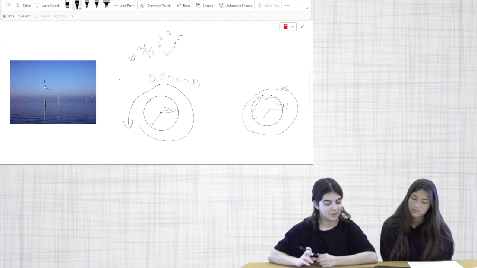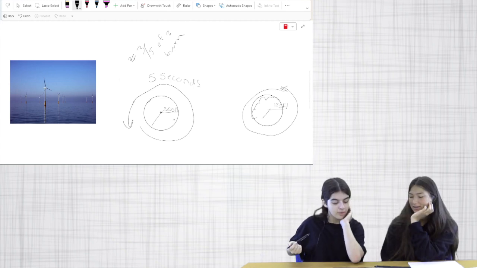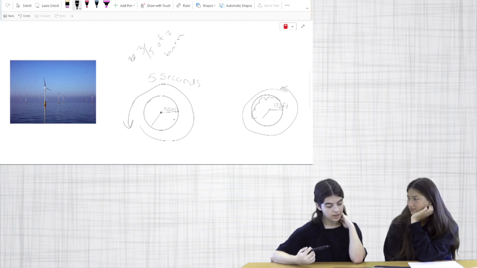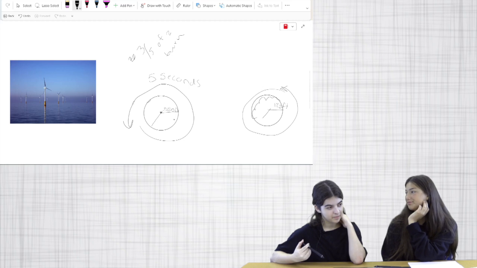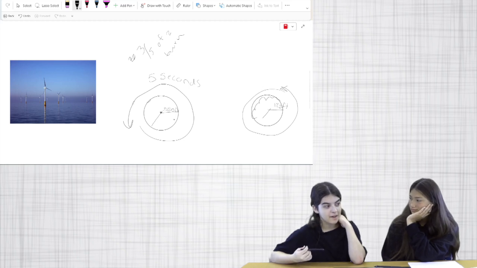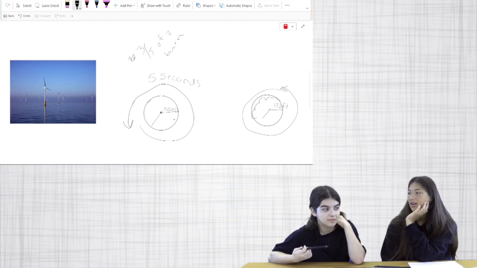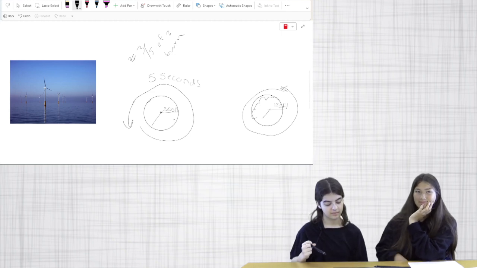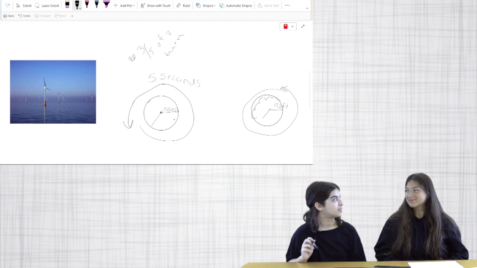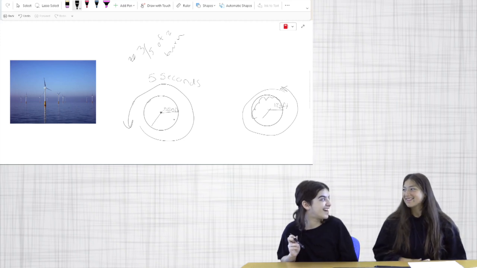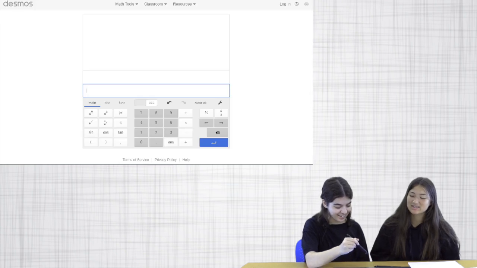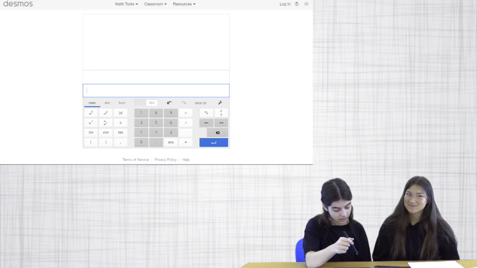I hope that's readable. Well, I was thinking maybe what we could do is find the circumference, divide it by 5, and then multiply that by 3 to get 3/5 of the circumference. Does that make sense to you? You sure that makes sense? Yeah. So we're just finding the circumference, dividing it by 5, and multiplying it by 3. Okay.